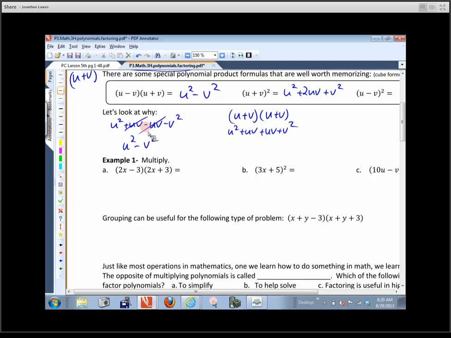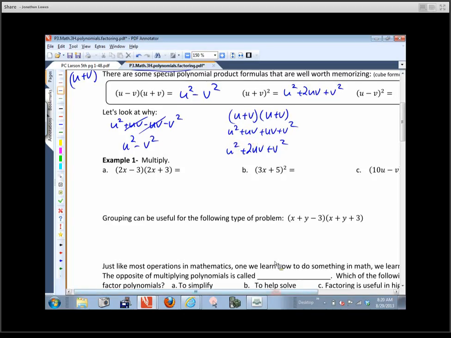Now take a look at the middle terms here versus the middle terms right here. What's the difference? Yeah, they don't cancel to be 0, they actually double up. There are two of exactly the same thing. So I get u squared, I get two of these guys right here, and then the v squared. So you'll notice both of those being positive makes the v squared positive, and it makes it so those double up. That's why we get different answers for the two of these.